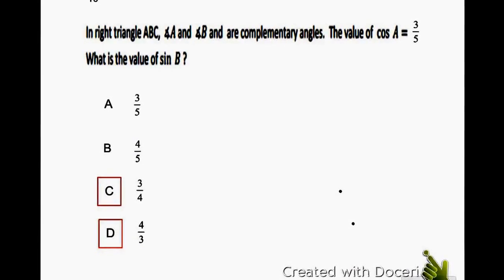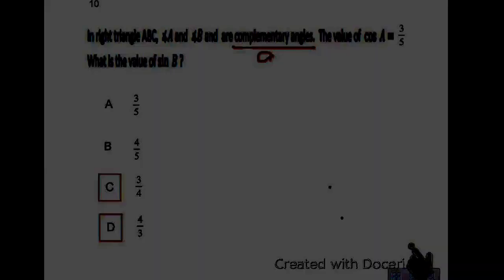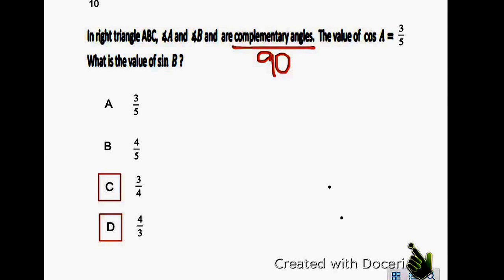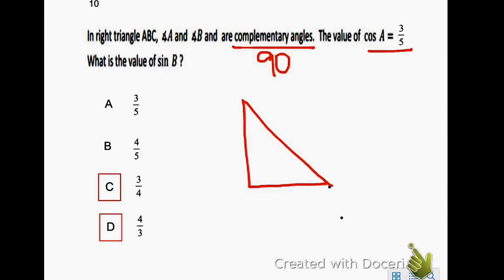And number 10. In triangle ABC, angle A and angle B are complementary. Now remember, that means they add to give you 90 degrees. The value of cosine A is 3/5. What is the value of sine B? To me, it helps if you draw a right triangle. If we know that angle A and angle B are complementary, and they add to give me 90, they definitely would not be the right angle. So I label each acute angle, one A and the other B.